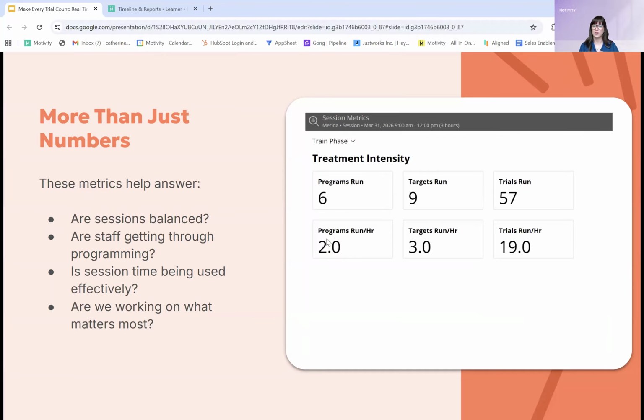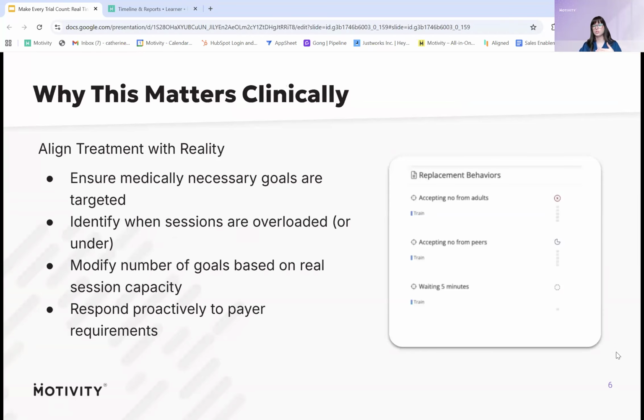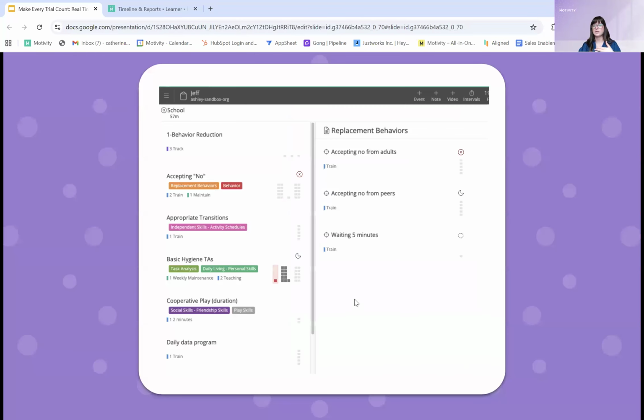RBTs and frontline staff have a difficult job. Any way we can make their job easier is going to be a success. And we know it's going to result in better programming and better treatment. So when we think about how we take important data like this and also guide that so RBTs do not have to analyze this level of information at every session, but just start to see, I'm going to skip ahead here. We'll go back. Start to see information about what programs they need to target and why.